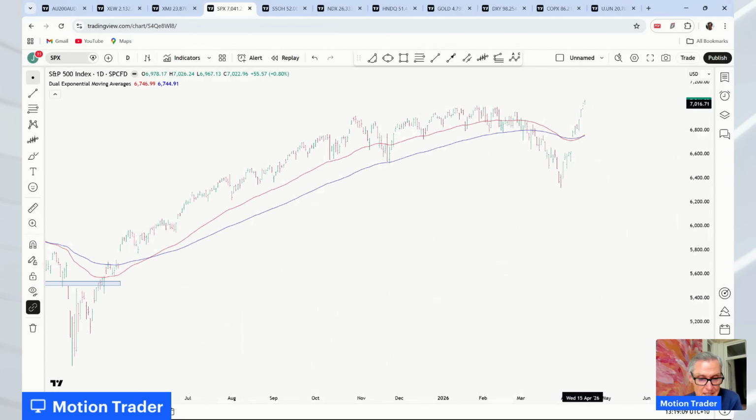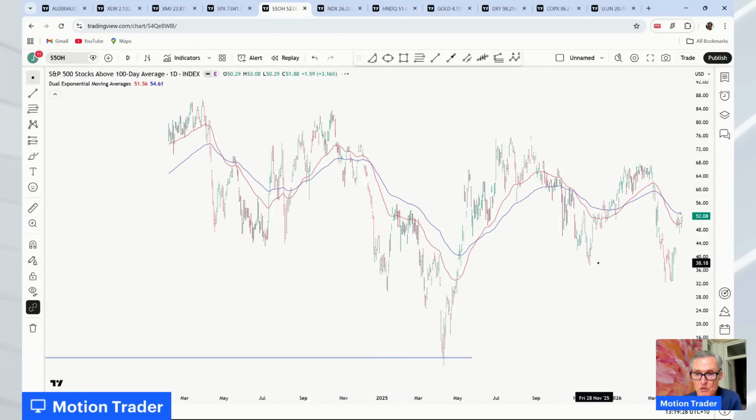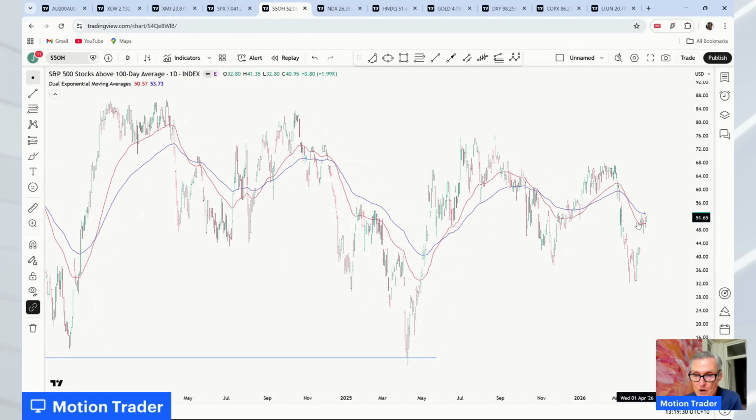So that's a question mark around the internal health of the market. It's only a question mark. It's not a bearish signal or anything, but it's one thing to keep in mind. And then we look at the percentage of S&P 500 stocks above their 100-day moving average, an indicator which we sometimes look at. And looking at where it is now, it's sitting at 52. So that's telling us 52% of S&P 500 stocks are currently above their 100-day moving averages.